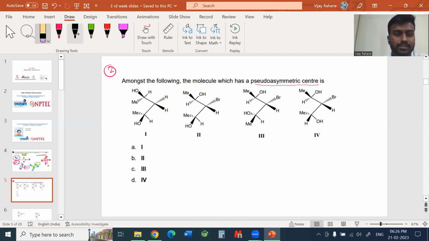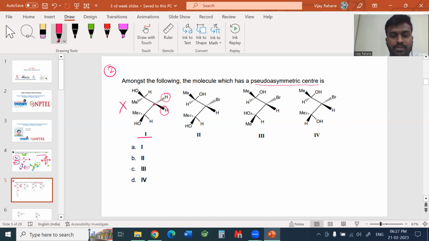So we'll check one by one and eliminate, right? Here the first structure they have given. In this one, you can see it has two hydrogen atoms. These two atoms are the same, so it will not be a pseudo asymmetric center, right? Since these atoms are exactly the same, it doesn't have a different composition. If the groups are the same but with a different composition, then we can say it will be a pseudo asymmetric center. But here, because of this hydrogen, this will not be a pseudo asymmetric center, right?